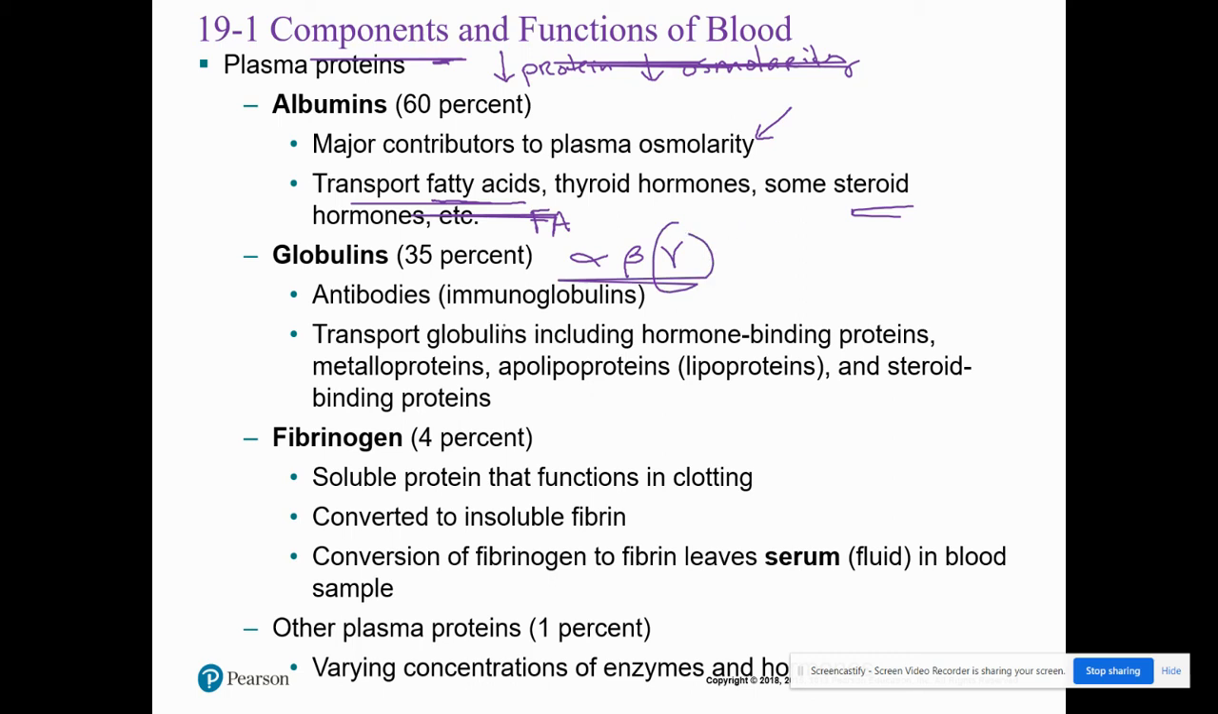All right, so these guys are going to, again, bind hormones. They're going to bind important metals such as iron. I don't use this word very often, but you'll hear me say lipoproteins. And then again, steroids. So you see the globulins, the majority help them along with the albumins to get things where they're going. So fibrinogen is soluble.